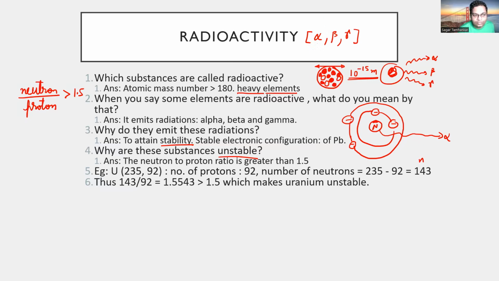But what if it's like 1.4 then? Yeah. So it will not be radioactive. Whenever it is greater than 1.5, it will be radioactive. And that's what I said. They are attaining stability. That means they are bringing down this number to less than 1.5. That's their effort. And to do that, they are emitting these alpha, beta, gamma radiations.